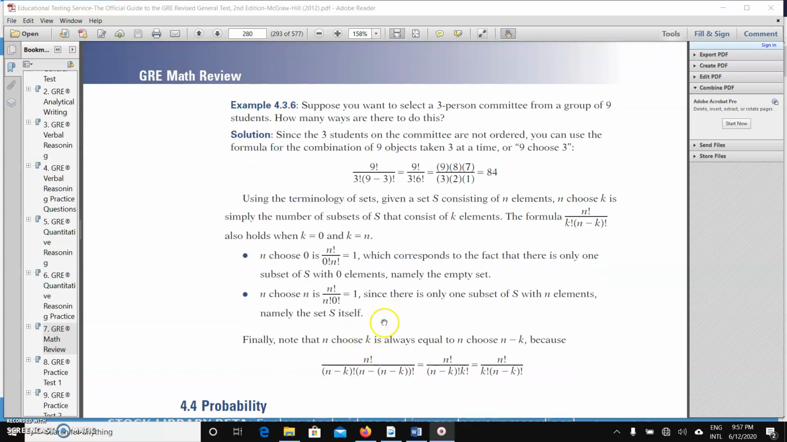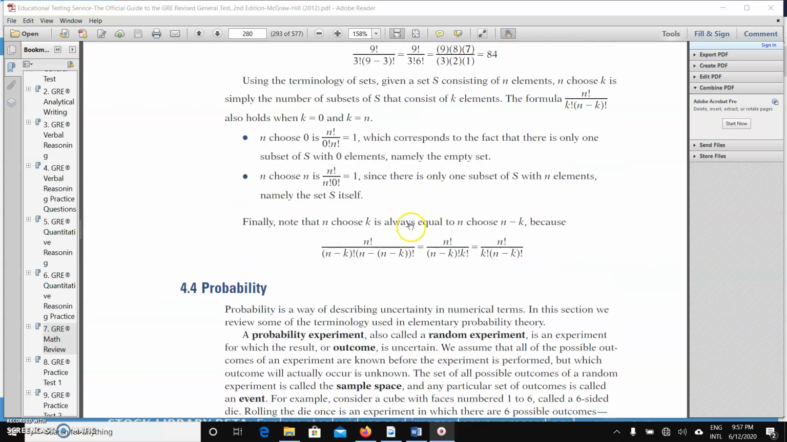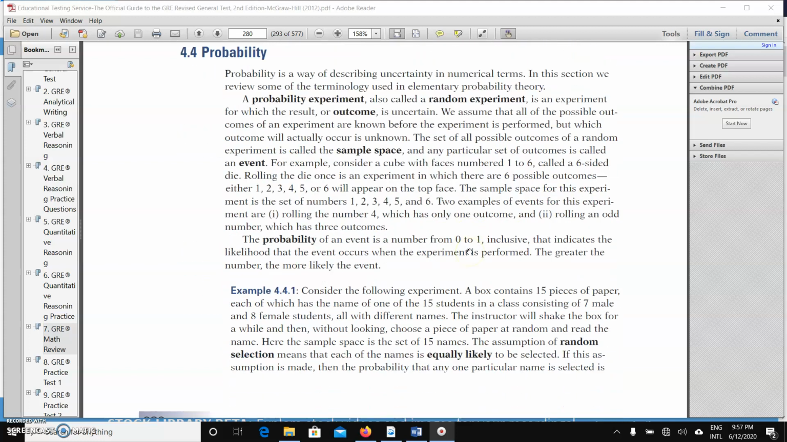So please, when you have 0 factorial, that will be 1. So that's the formula. So I'm talking about probability.